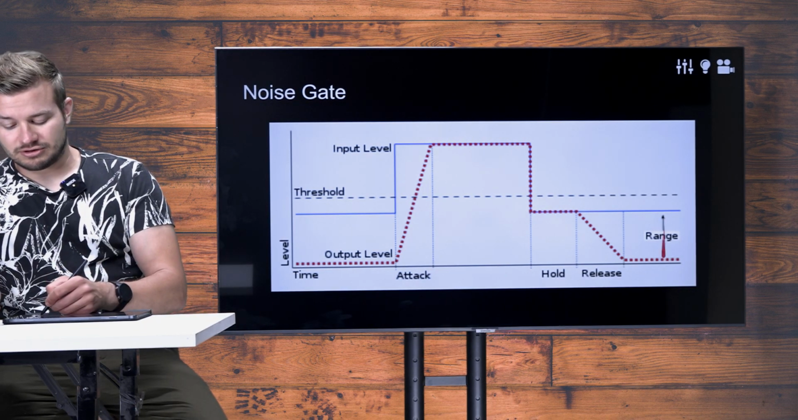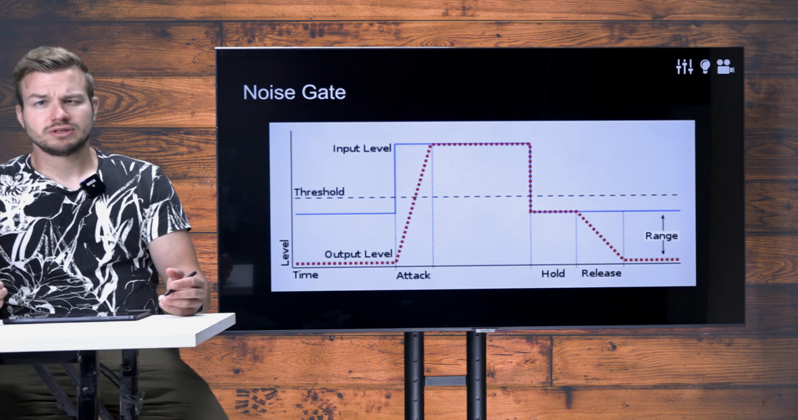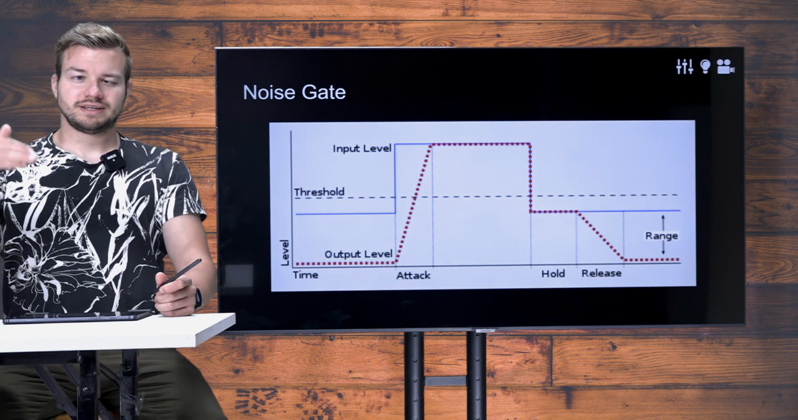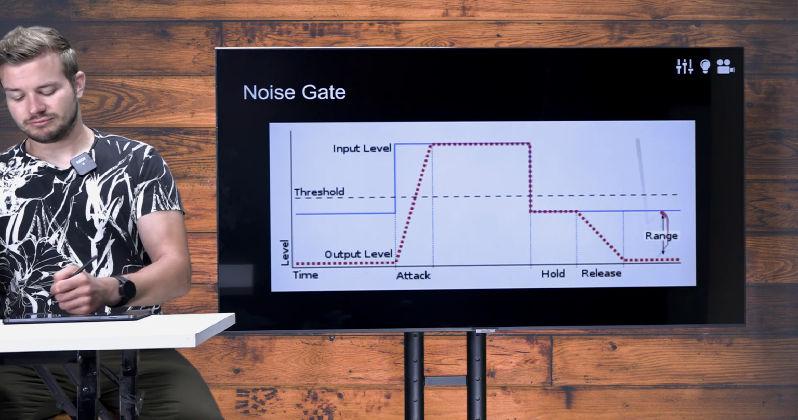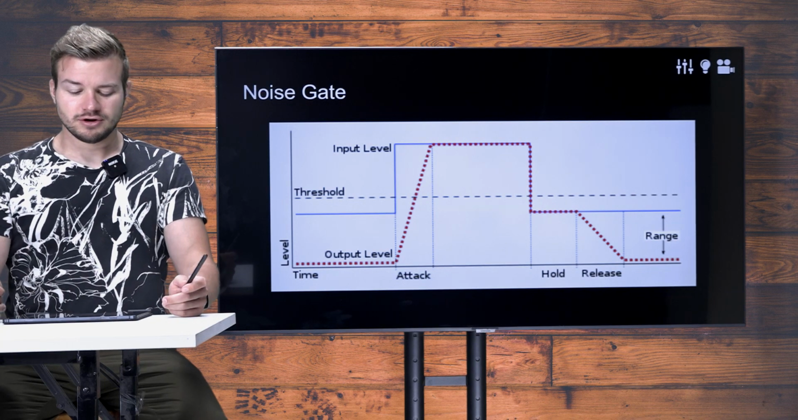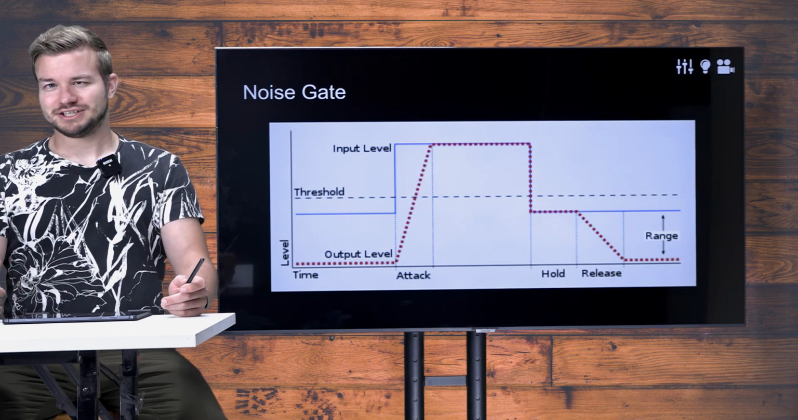There is also a range we can define. We don't have to entirely switch off the signal, we can also just turn it down by a few dB. So the range normally is in dB. So what do we need this for? What would be applications for gates?